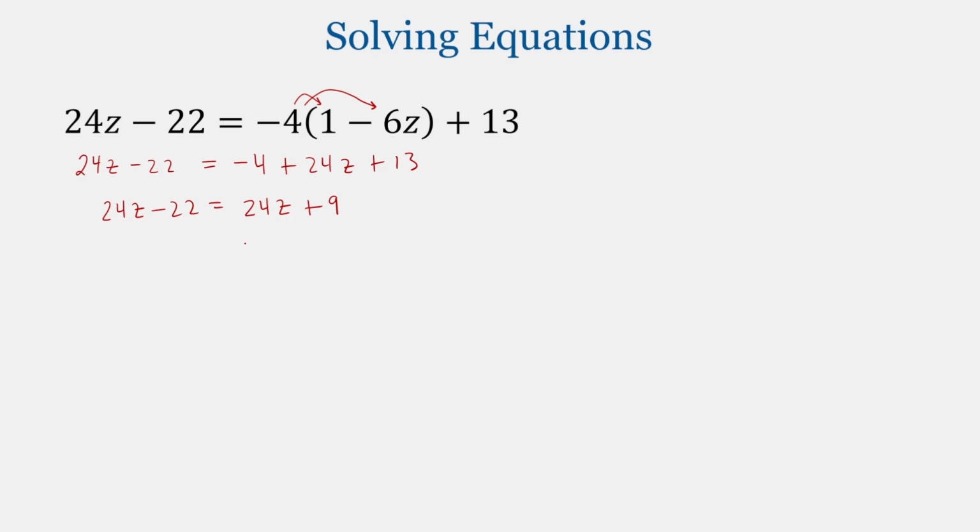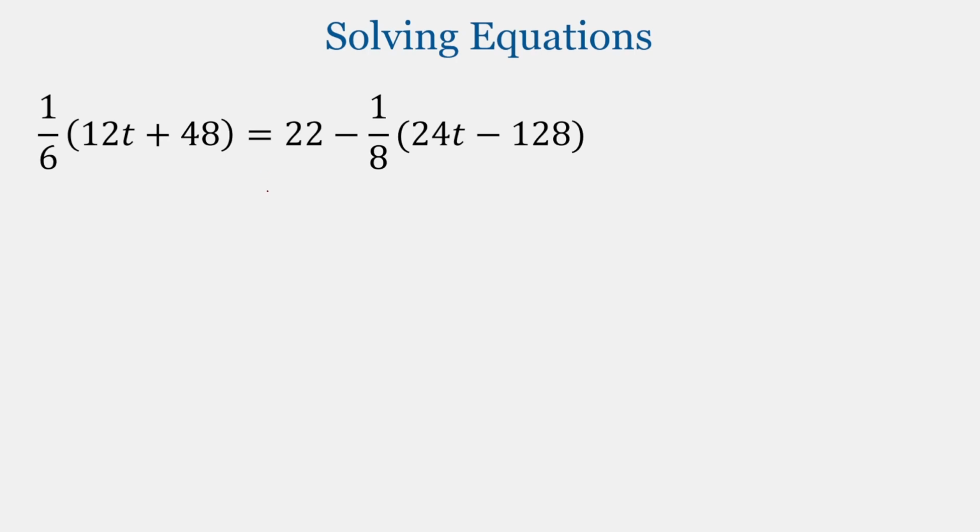We'll gather the variable on the left side, so we'll subtract 24z from both the right and the left side. If you notice, our variable has disappeared. So now we have negative 22 equal to 9. Well, that's not a true statement. So negative 22 is not equal to 9. That is false. So in this case, we have no solution. There is no value of z that we can plug into this equation and make a true statement.